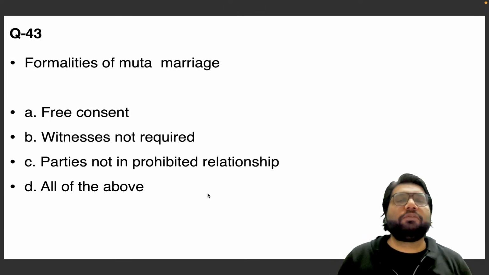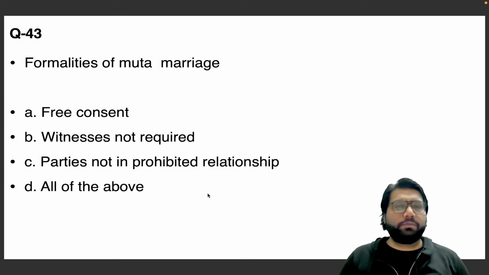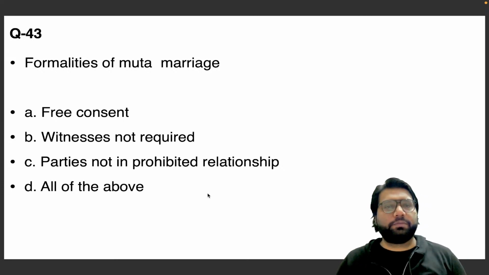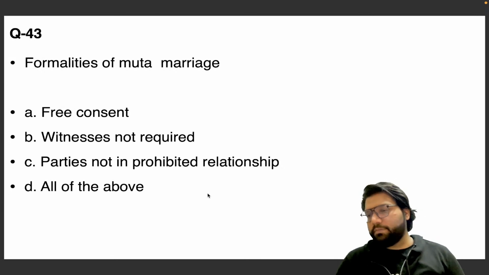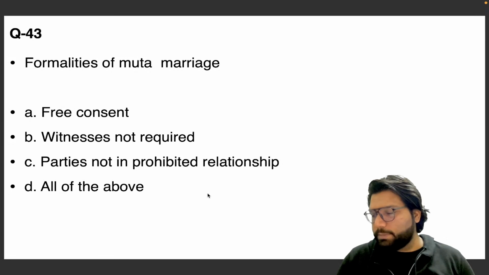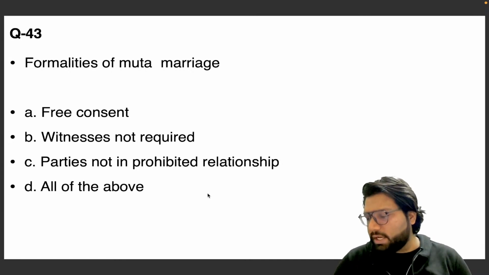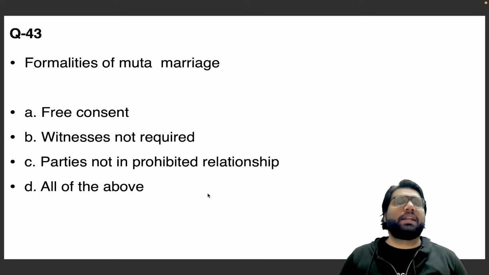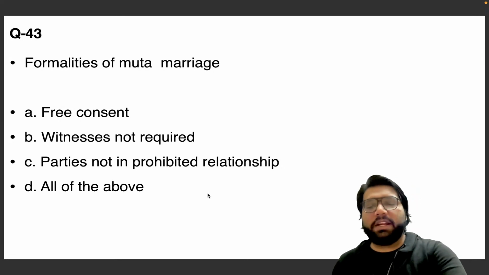What are the formalities of muta marriage? Choose the most appropriate option. And I guess everyone's answer is correct. Yes, starting from Natasha, Kanika, Ayush, Hina, and Vandana. D is the correct answer. These all: free consent, witnesses, there is no requirement of witnesses, and parties must not be in prohibited relationship. All these are the formalities of muta marriage.